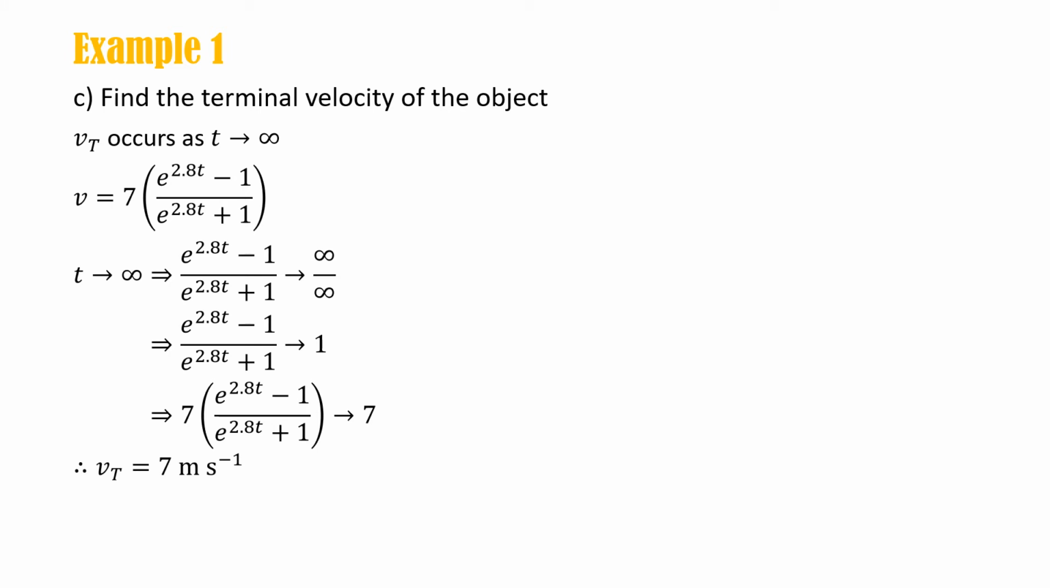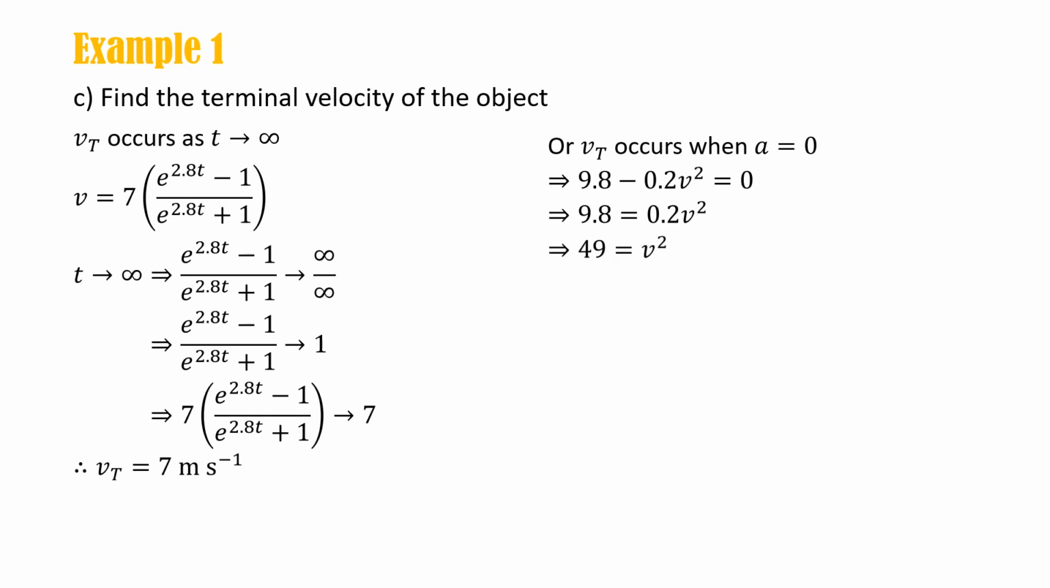Now, we started off by saying that our terminal velocity occurs as t approaches infinity. The other way we can work out our terminal velocity is that it occurs when the acceleration is 0. So when is our acceleration 0? We worked out that it was 9.8 minus 0.2 times the velocity squared. That happens when 9.8 equals 0.2 times the velocity squared. Divide both sides by 0.2 and we get 49 equals v squared. We could have used our other formula, 49 minus v squared all over 10, and we'd still get to this exact same point. 49 equals v squared. We take the square root of both sides, so our terminal velocity is 7 meters per second. It doesn't matter which way you go, you will get that the terminal velocity is 7 meters per second.